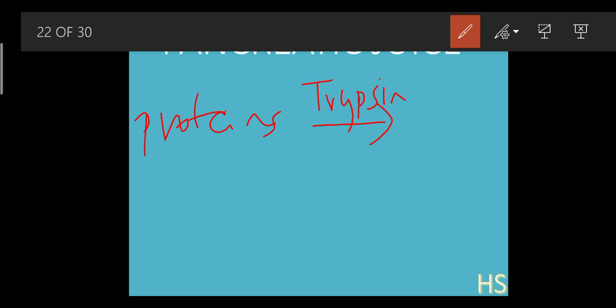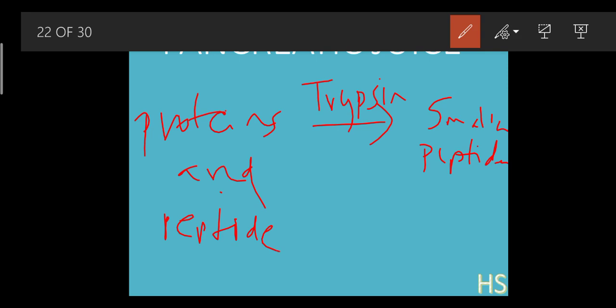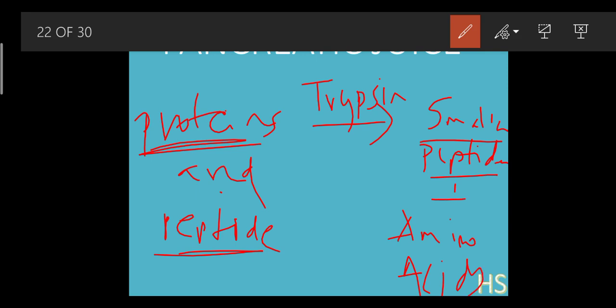Work upon these proteins to form the smaller peptides. Okay, proteins and peptides also. So it will help. See, proteins will break down into the smaller peptides, and these larger peptides will convert into the amino acids. So two things we got formed.